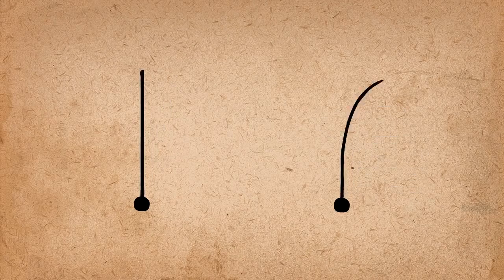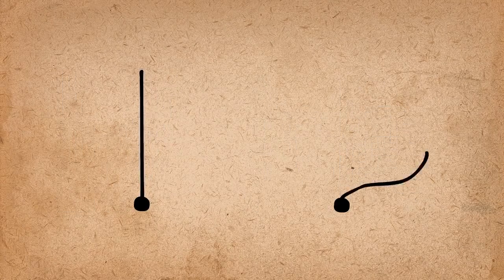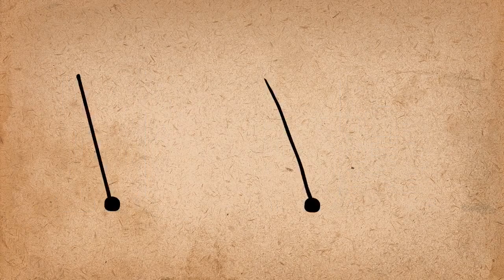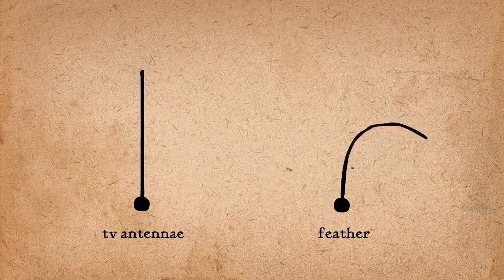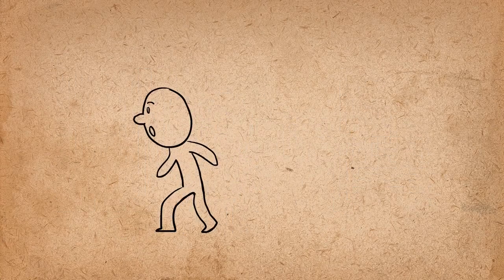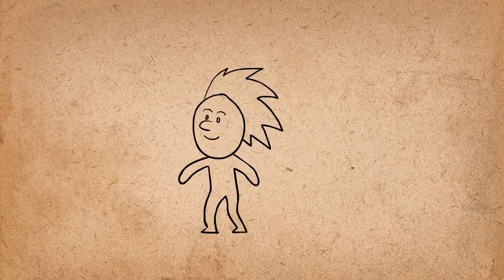Similar to squash and stretch, the amount of drag that you give something says something about its mass. The first one is like a TV antenna, while the second one is like a feather. It's usually easier to add the appendages after the animation of the main body is finished.